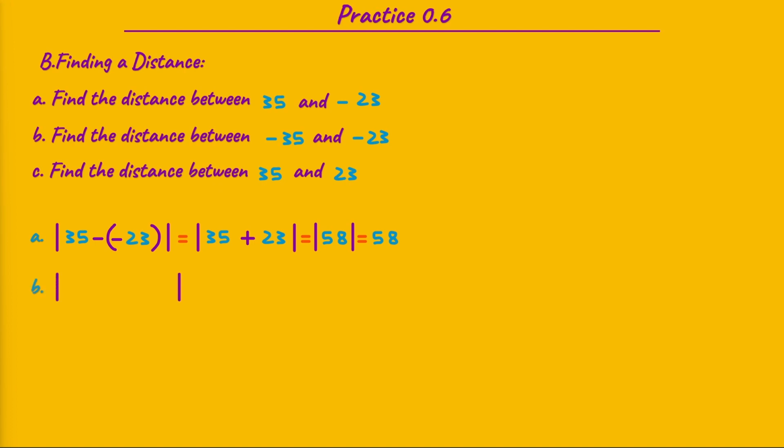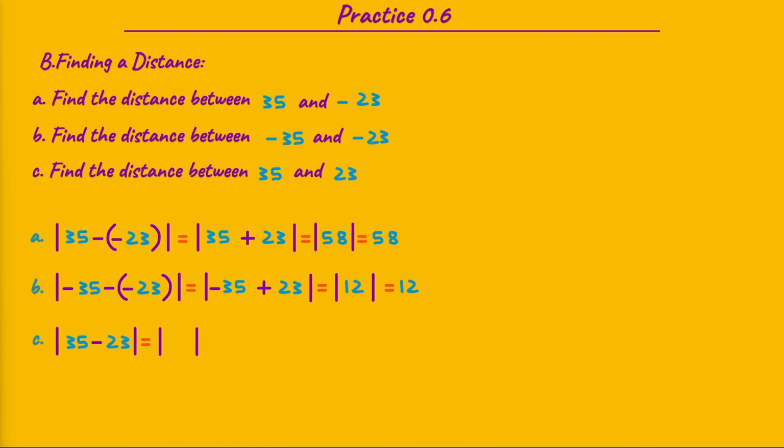The second distance that you are required to find is between -35 and -23. So you will set the absolute value of -35 minus -23. Now it will be -35 plus 23, which equals the absolute value of -12, and it will be equal to 12. The last one, you are required to find the distance between 35 and 23. So you are going to do the absolute value of 35 minus 23, which is equal to the absolute value of 12, and it will equal 12.